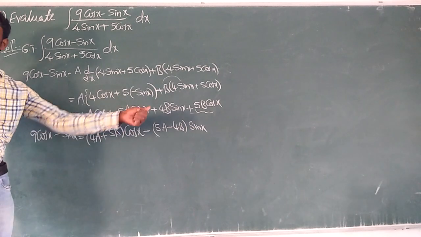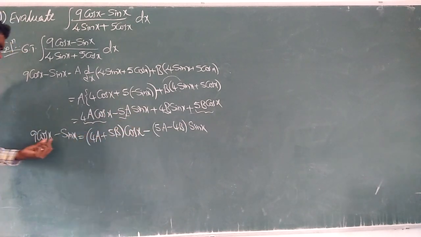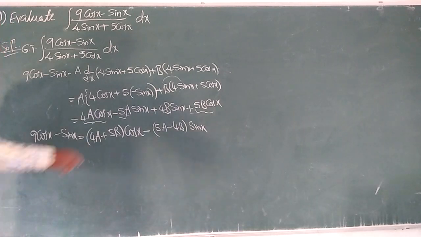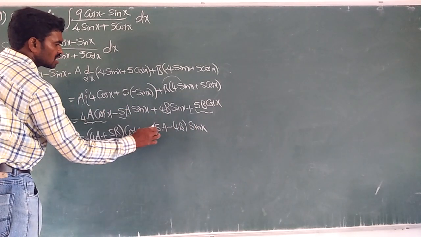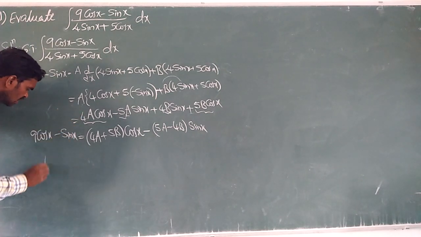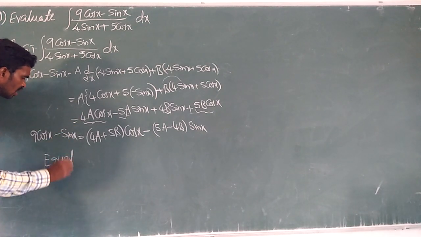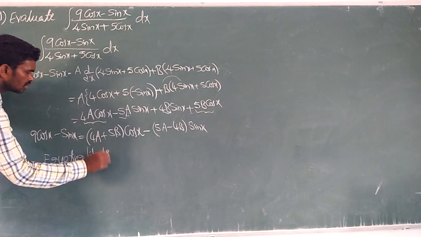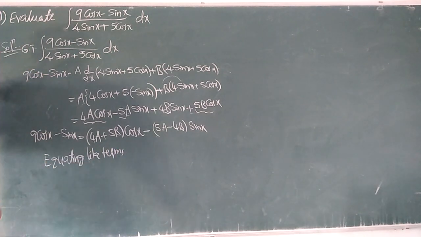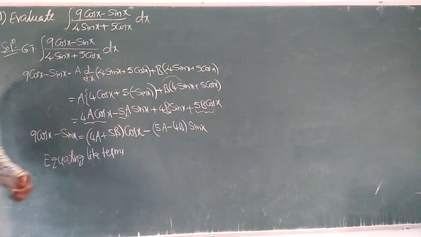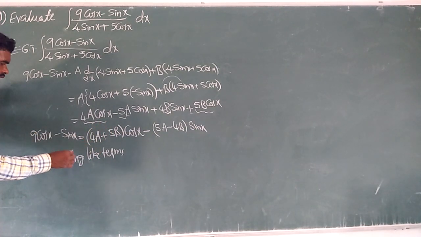Now, equating like terms. What is the cos x coefficient? Here the cos x coefficient is 9, and on the other side it is 4a plus 5b. Similarly, the sin x coefficient here is minus 1, and on the other side it is minus of (5a minus 4b). So what am I writing? Equating like terms. Otherwise, we can also write comparing cos x coefficients and comparing sin x coefficients. Simply I am writing equating like terms.